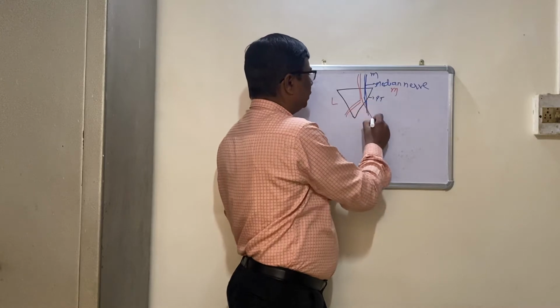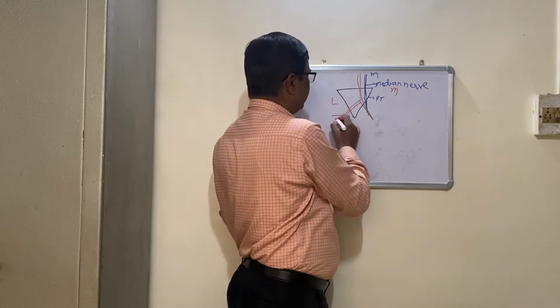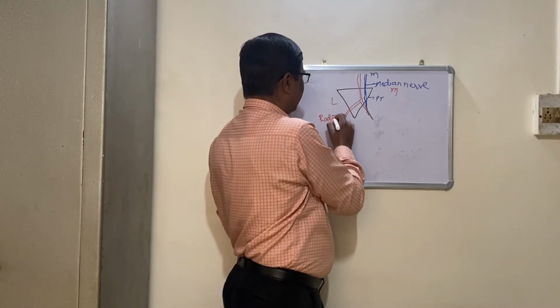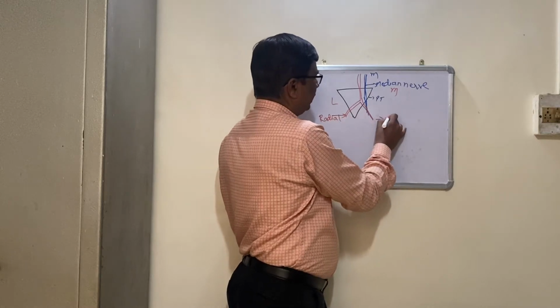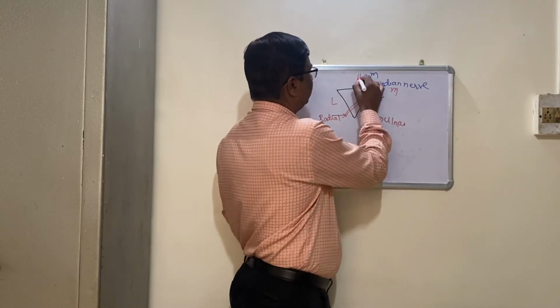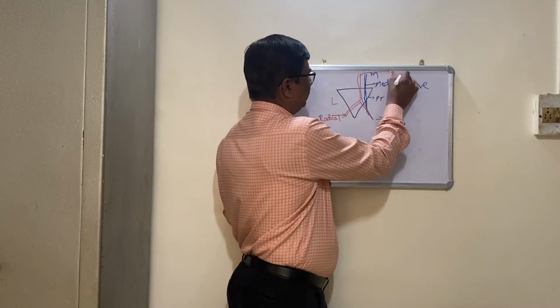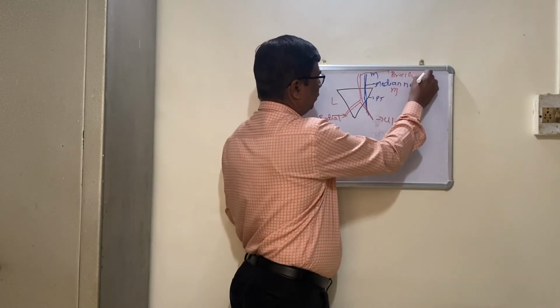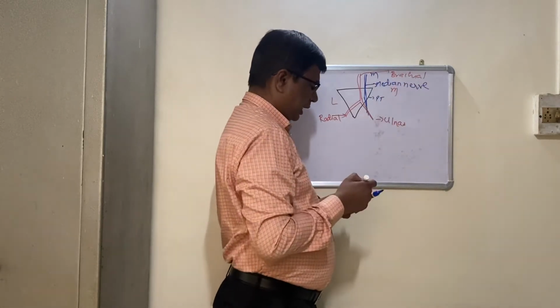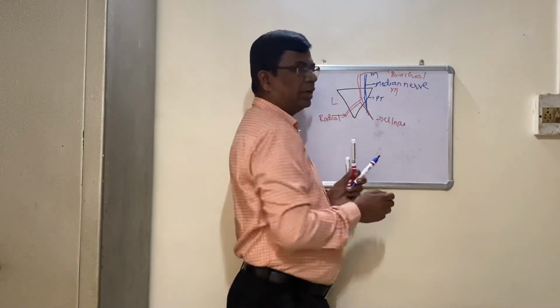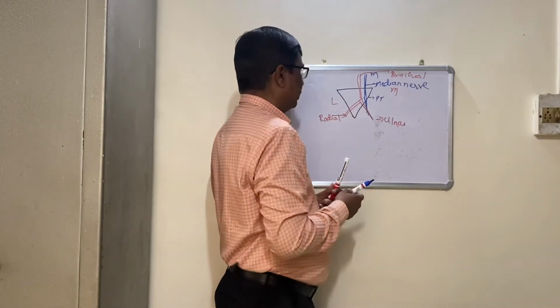This artery is going to divide in the cubital fossa into two main arteries. The lateral side artery will be called radial artery, and this will be ulnar artery. So there will be the division of the brachial artery, which is going to come into the cubital fossa, and it is going to divide into radial and ulnar arteries in the cubital fossa.